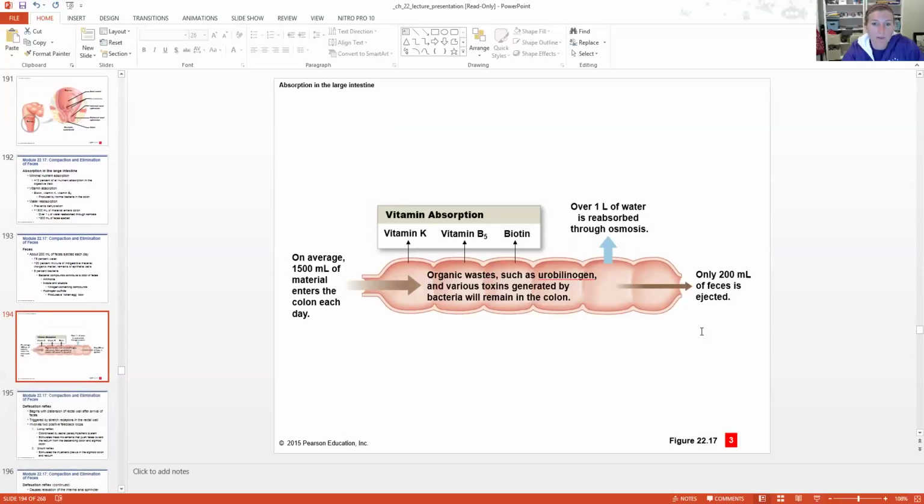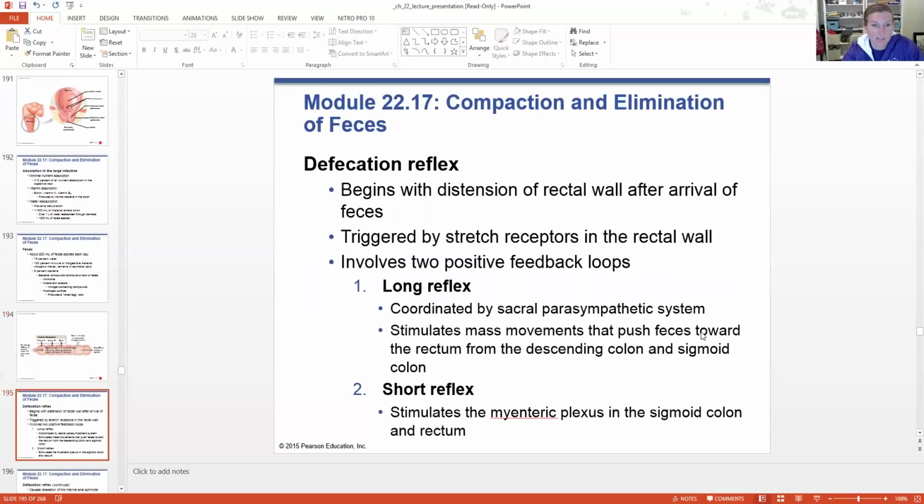So vitamin K, vitamin B5, biotin, and water are the main ingredients that are reabsorbed. Urobilinogen, toxins, etc., are all secreted and recycled by the bacteria that are living in our colon. So some organic waste products are actually used by the bacteria, or some of them are reabsorbed back into our body after they've been modified by the bacteria, and a very small percent of the substance that enters our large intestine is actually excreted.